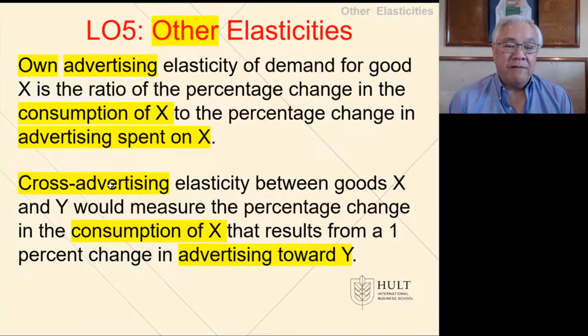Learning Objective 5, Other Elasticities. So the own advertising elasticity is one where we're changing our demand by advertising for our product. Cross advertising shows the impact on the consumption of X given advertising for a product Y. So advertising could be for your own benefit, or it could be a competitive weapon against another company.